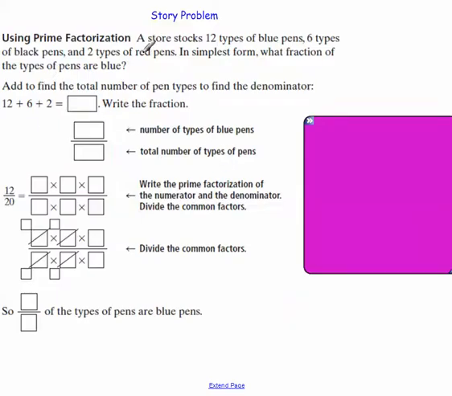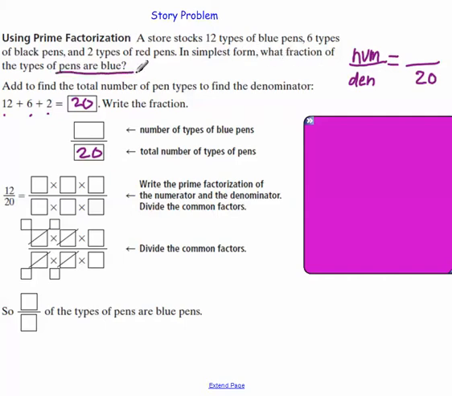All right, here we've got a story problem. I've got a store that has 12 types of blue pens, 6 types of black pens, 2 types of red pens. In simplest form, what fraction of the types of pens are blue? So first of all, I need to know what's my denominator and numerator going to be. So how many total pens do I have? I've got 12 plus 6 plus 2. So that's going to be 20. So I have 20 total pens.